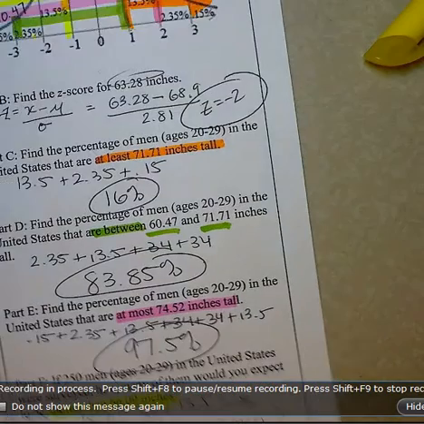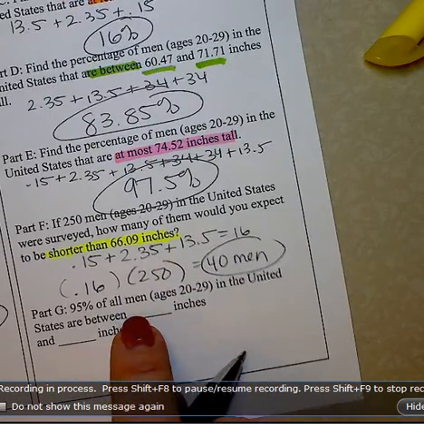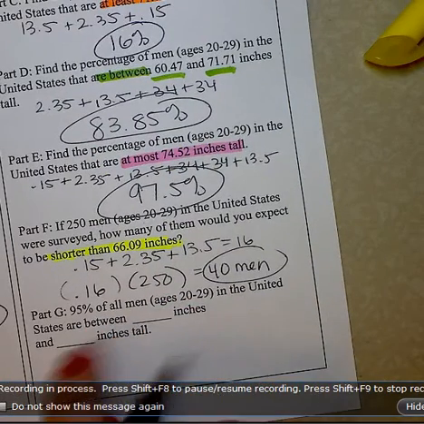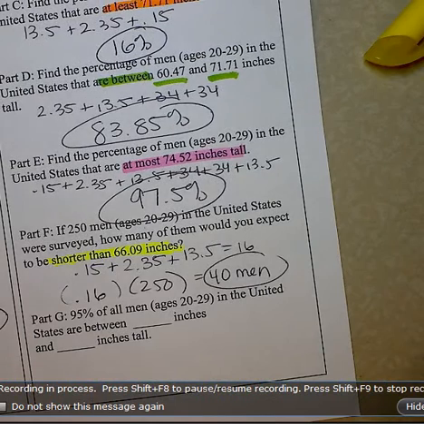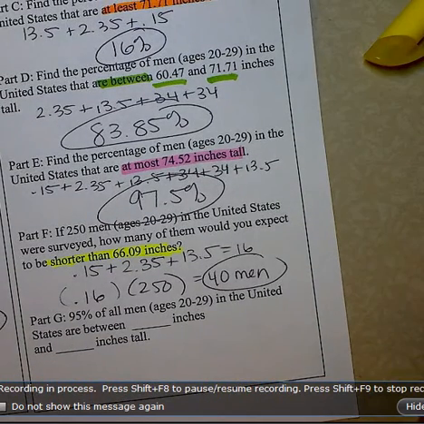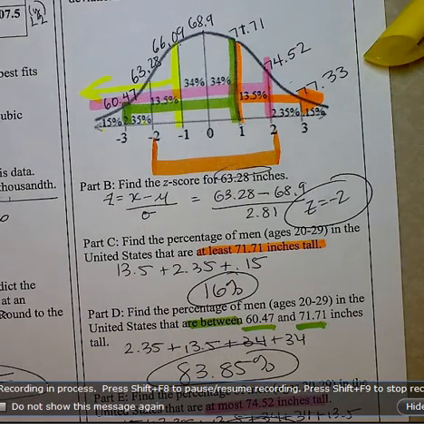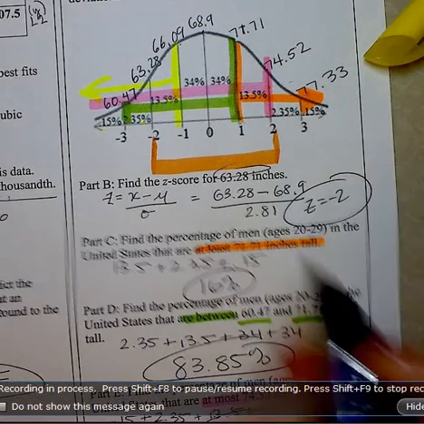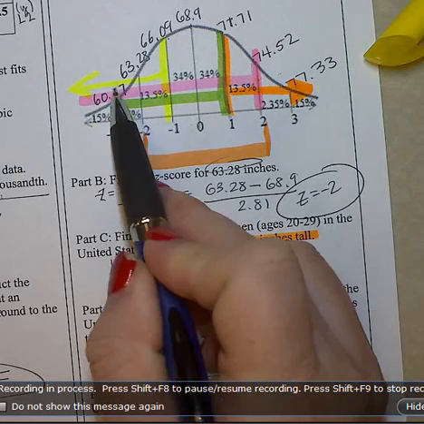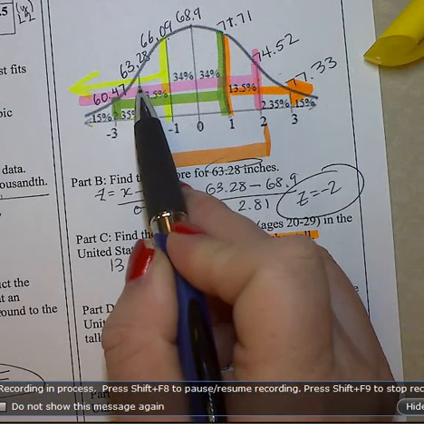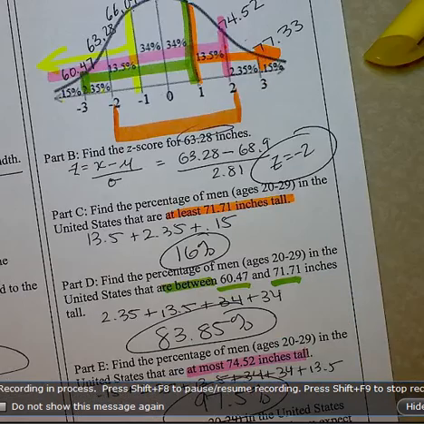All right, so it says 95% of all men are between what? And we know the middle 95 percentile is between -2 to +2. So I'm going to look above and see what numbers on this normal distribution curve are in line with -2 and also with +2. 63.28 and 74.52.